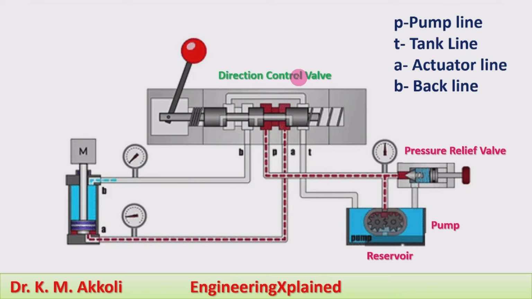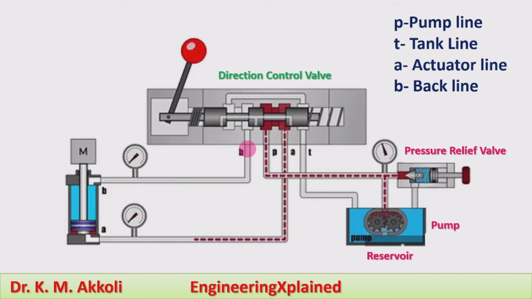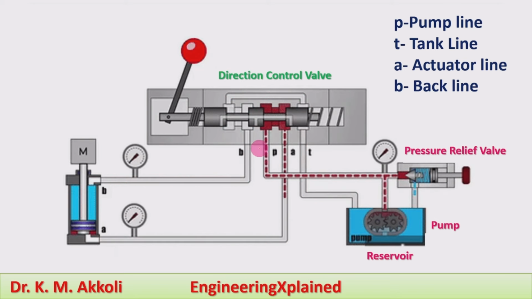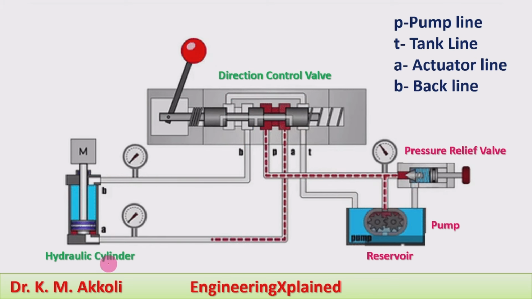The next one is the direction control valve, which controls the direction of the flow of the fluid into the system. That means during the working stroke of the hydraulic cylinder and during the return stroke, the direction of the flow will be controlled. The valve is operated by using the lever provided, and by that we can control the direction.